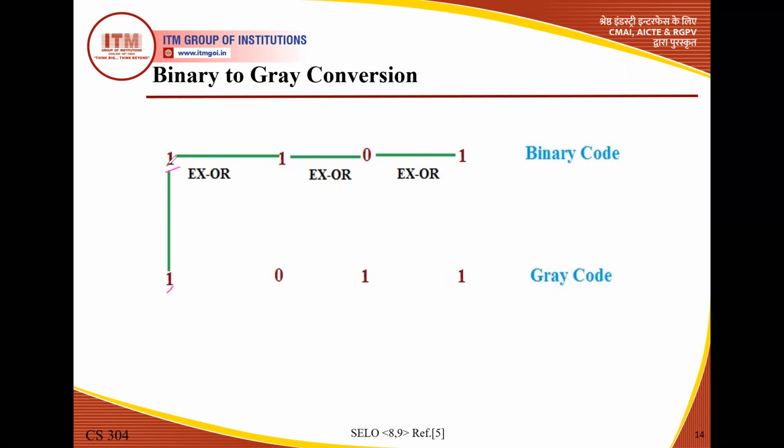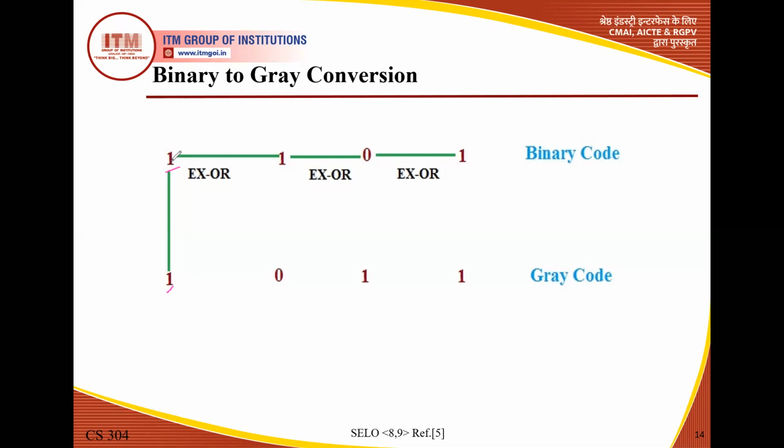How can we find G2? We XOR B3 and B2: 1 XOR 1. We know that when both inputs of an XOR are the same, the output is 0, and when the inputs are different, the output is 1. So 1 XOR 1 gives 0. This is G2. Again, for G1, we XOR B2 and B1: 1 XOR 0, opposite, output is 1. Now 0 XOR 1 gives 1. So with the help of this formula, also mentioned in previous slides, we have gray code 1011.